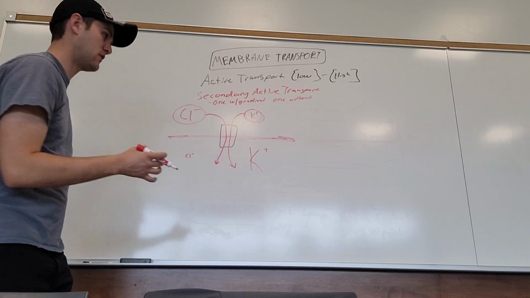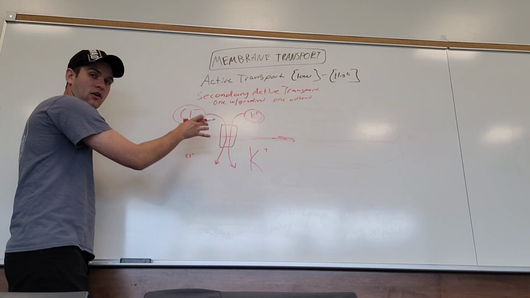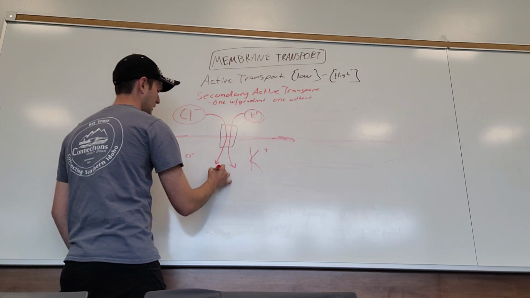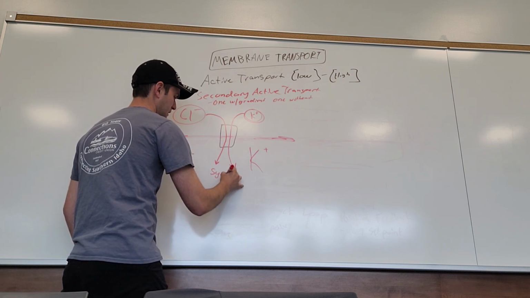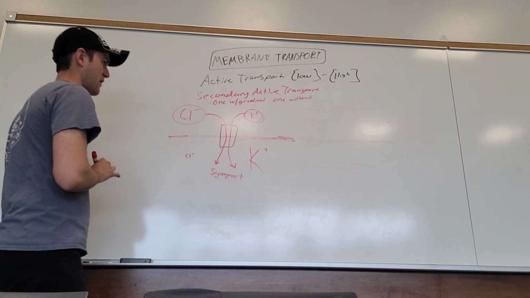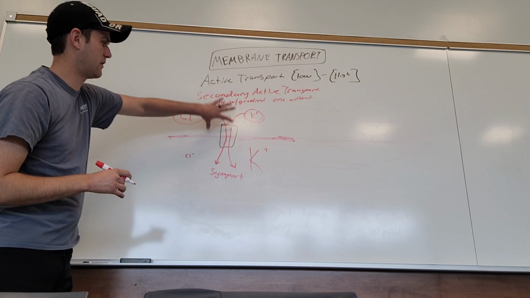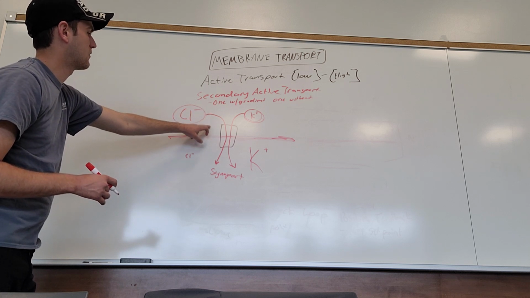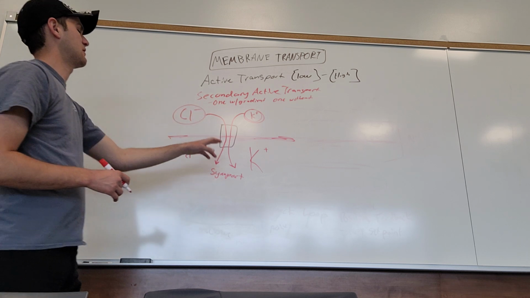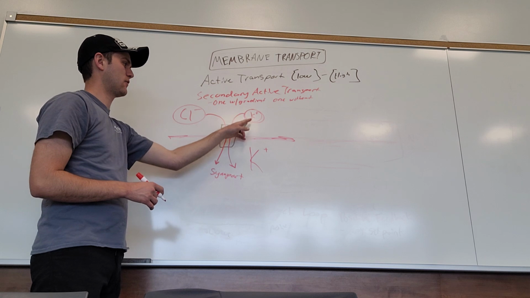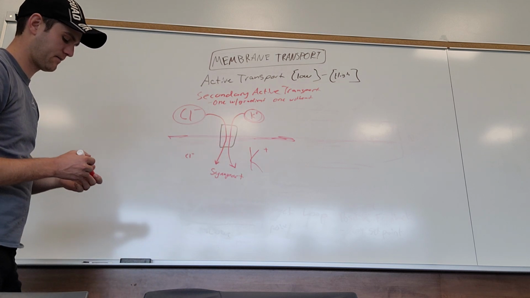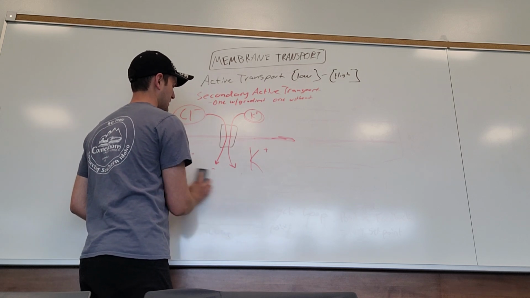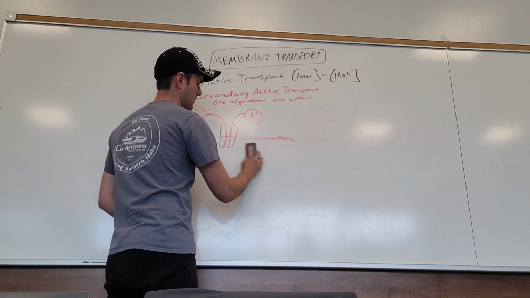Now there's two types. You can see that our gradients here are both going in the same direction. If it's going in the same direction, that's called symport, secondary active transport. Both our gradients are going in the same direction, yet we have one gradient that's going with its high to low concentration gradient, which powers our other gradient to go from low to high concentration. Now there's two types. There's symport. There's also called antiport.